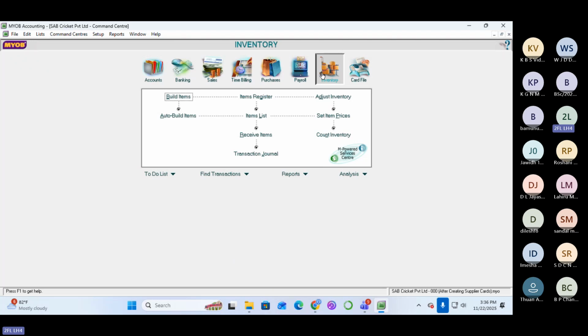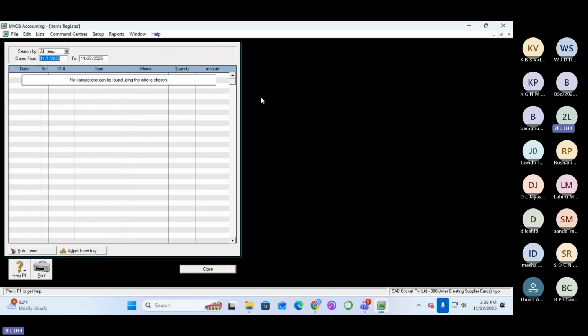When you're dealing with items, you have to go to the inventory command center. And here you can see there are a number of functions available. There is a link called items register. When you go there, you can see a date range is required.